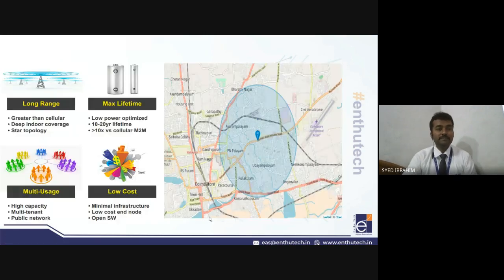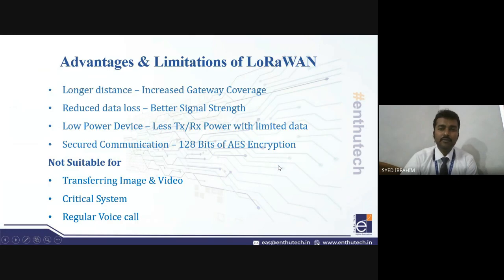start using it. This is a generalized picture of what LoRaWAN is. You can see the long range, lifetime, cost and multiple usage. This is how we have installed a gateway near our company. This is an approximate view. And though LoRaWAN has lots of advantages like longer distance, reduced loss, and other stuff, more importantly, you can see secured, 128 bits of AES encryption.